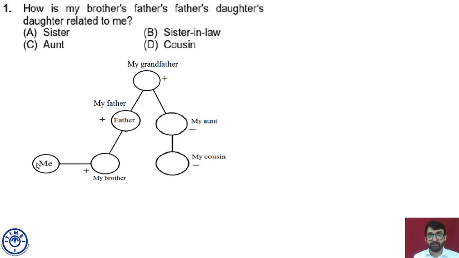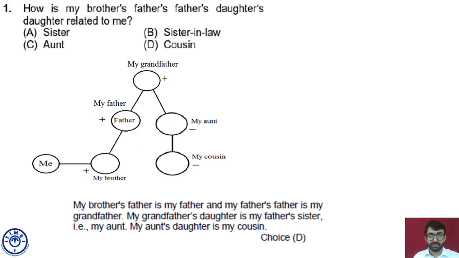Now we have to be very careful about plus, minus, generations and how the relationship is going to work out in the question. Fine. So my answer is cousin, answer choice D. This is the explanation of the diagram which we have just discussed. Let's move to question number 2.